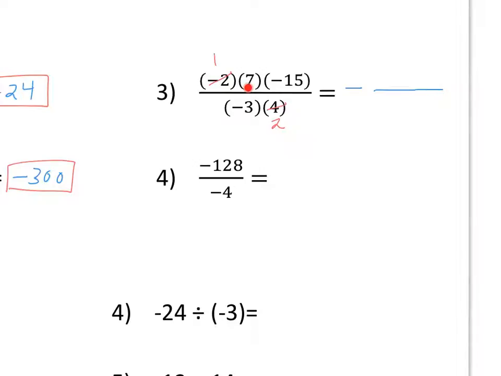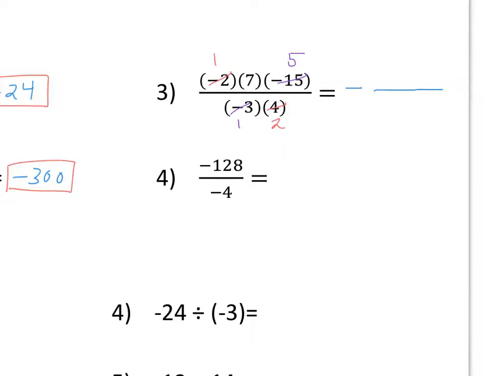Then move on to the 7. The 7 cannot cancel with the 3 or the 2. 3 and 2 do not have a common divisor with the 7. So it can't reduce or cancel out. Then the 15, it does have a common divisor with the 3. Both the 15 and the 3 can be divided by 3. So when we do that, 3 divided by 3 is 1. 15 divided by 3 is 5.